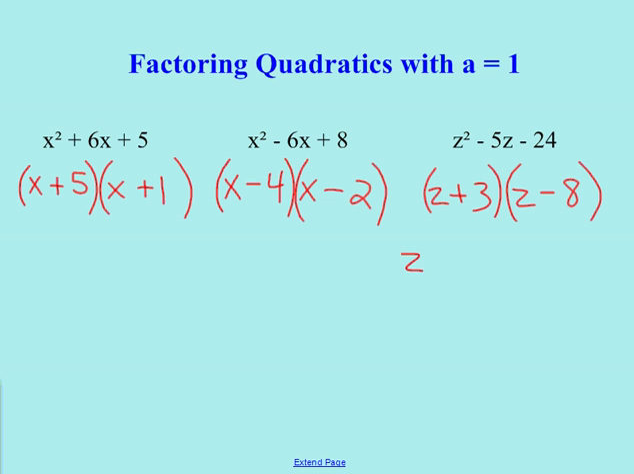first, outside, inside, last, combine like terms, we get exactly what we started with. So we can be sure that our factors of z plus 3 and z minus 8 are correct.